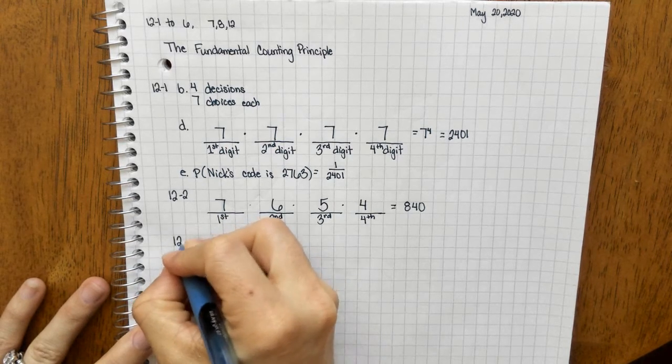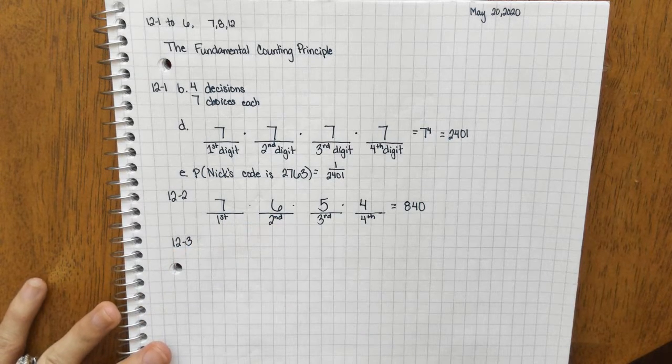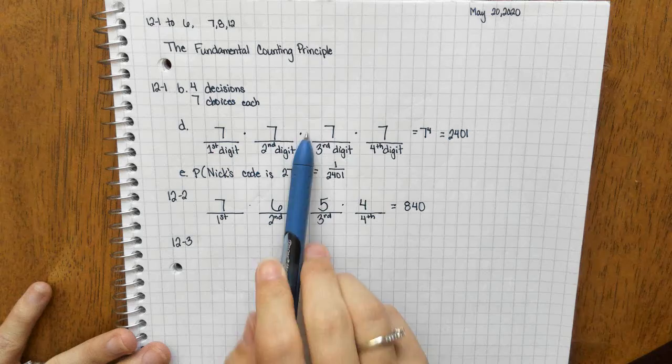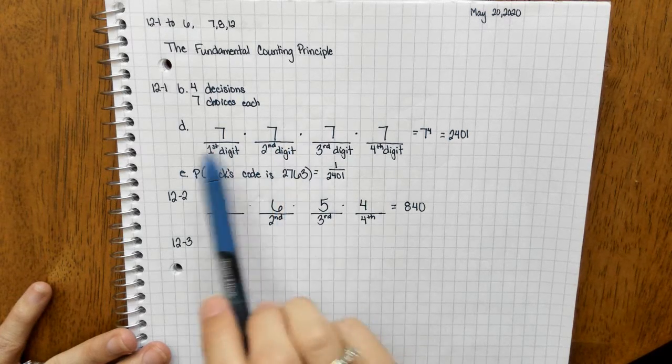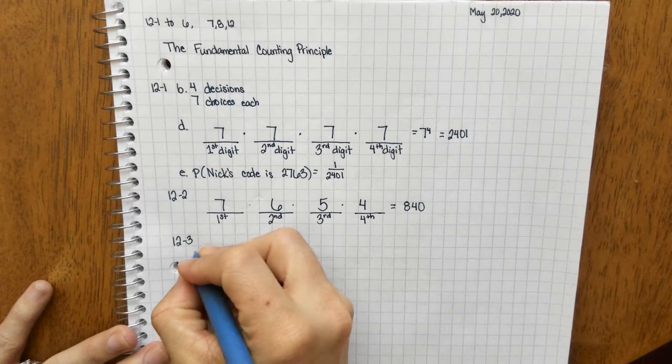Problem 12-3 wants you to kind of compare these situations. Can you repeat? Can you not repeat? Are they going down? Are they staying the same? So use a decision chart for each of these. Part A, a game contains 9 discs, each with one of the numbers 1, 2, 3, 4, 5, 6, 7, 8, or 9 on it. How many different 3-digit numbers can be formed by using any 3 discs?